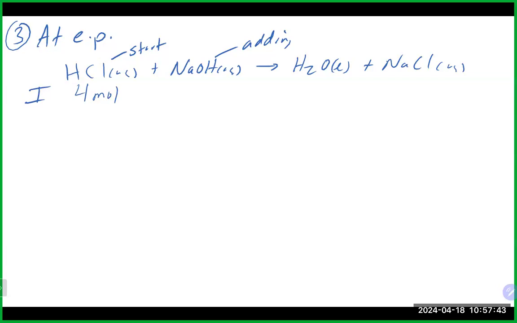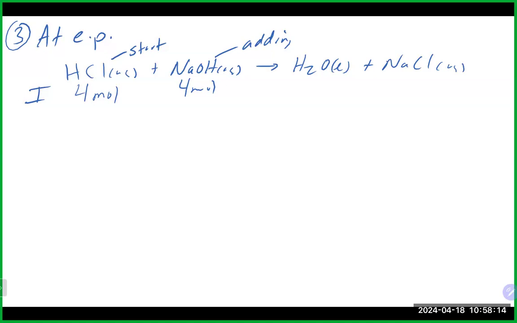And if I'm at the equivalence point, what I should know is how many moles of sodium hydroxide I should have. I should have equal amounts. So I should have 4 moles here, right? Now, sometimes you're asked to figure out the pH at the equivalence point, and sometimes you need to figure out the volume to reach the equivalence point. And sometimes they don't give you the volume to reach the equivalence point. How could I figure out the volume to reach the equivalence point in this case?